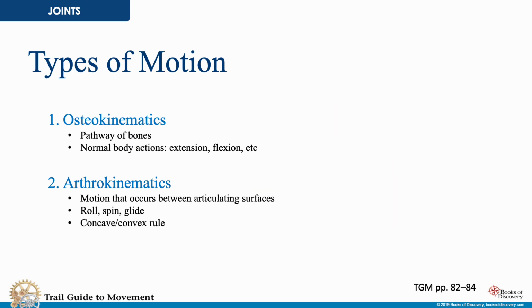Types of motion include osteokinematics and arthrokinematics. The easy way to remember here is osteo, of course, for bones. So pathway of bones, normal body actions include extension, flexion, etc. And then arthrokinematics, motion that occurs between articulating surfaces. So A, articulating. Roll, spin, glide, and you have concave and convex roll.